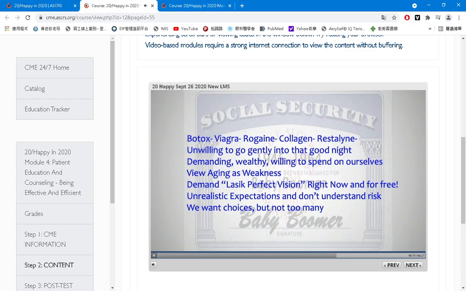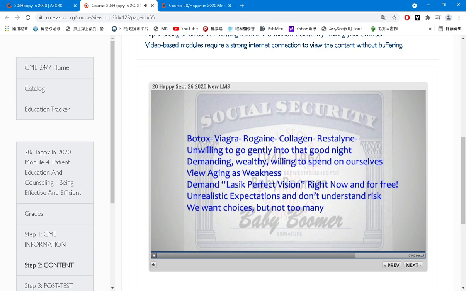So what about presbyopia correcting IOLs? That's refractive surgery. For those, it's the Botox, Viagra, Rogaine, collagen, Restylane generation. And I can tell you we're going to be unwilling to go gently into that good night. We're demanding, we're wealthy, and we're willing to spend that money on ourselves, or we're willing to spend it against you if this doesn't work out.